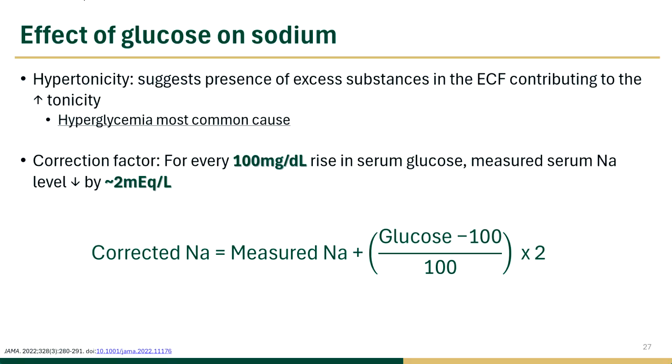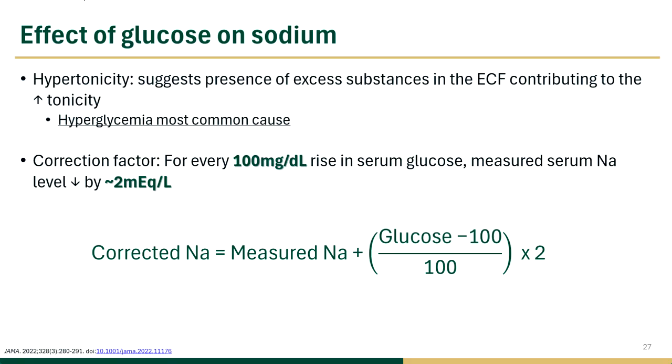The most important one, and probably the most relevant one for what we see in practice, is glucose. So when someone has elevated glucose, as we said before, the osmolality is affected by glucose. So really high glucose can cause a hypertonic state in the blood. The hypertonicity suggests the presence of something else in the blood besides the things that we would typically think are there, and hyperglycemia is the most common cause.